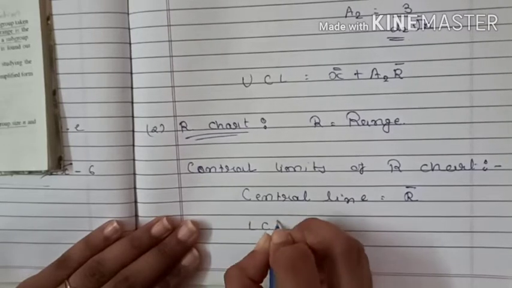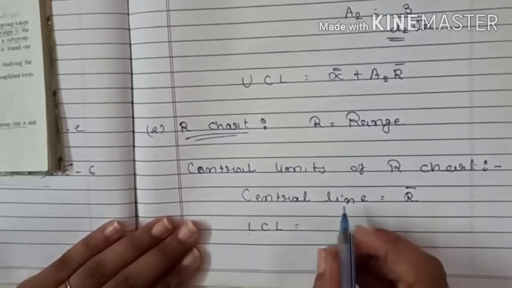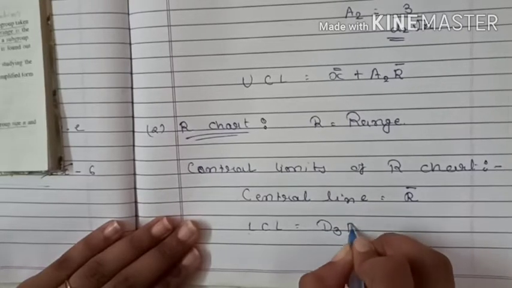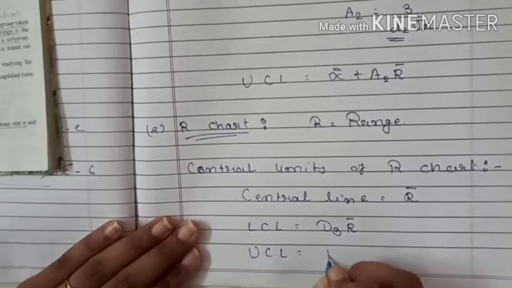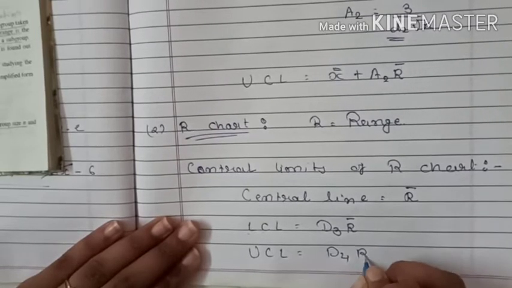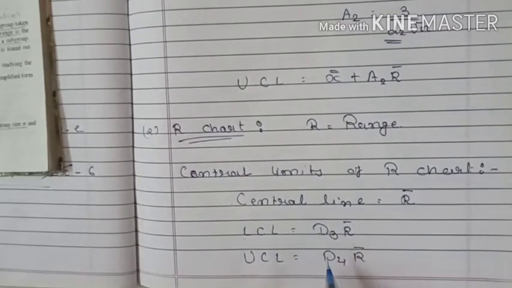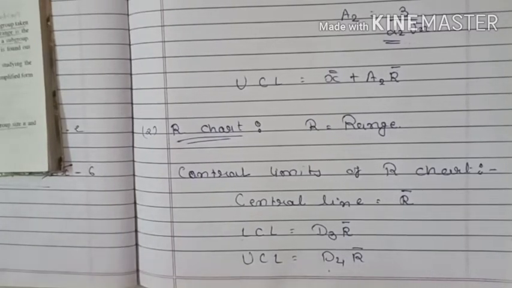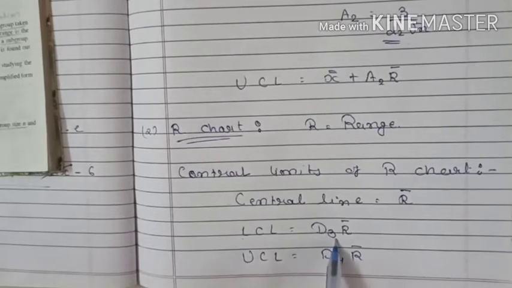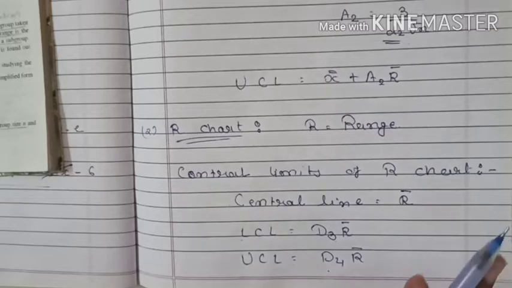Then the lower control limit is equal to D3 R bar, and the upper control limit is D4 R bar. Here D3 and D4 are constants which depend upon the subgroup size n, and their values are given in the tables. So the values of D3 and D4 are given in your sum.